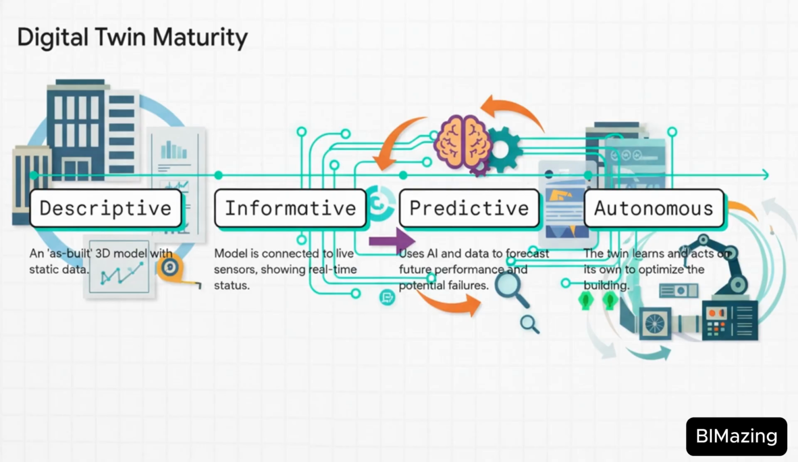And this whole technology grows along a really clear path. You start at the descriptive level, that's basically your as-built model. Then you level up to informative by plugging in that live data. The next big jump is predictive, where you start using AI to forecast the future. But the holy grail, that's the autonomous twin. One that not only predicts a problem, but can automatically take action to fix or optimize the building all on its own.